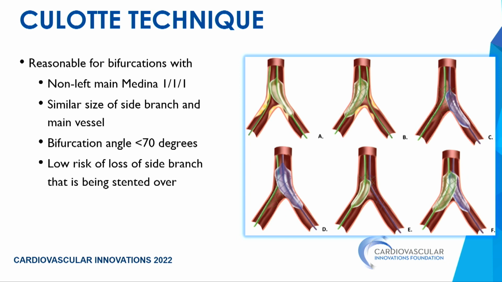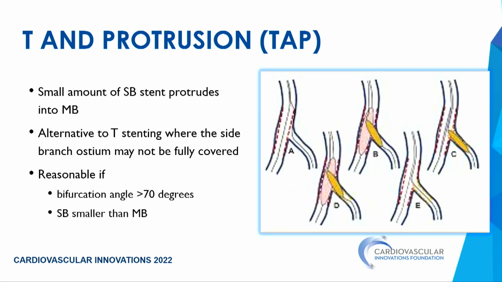And I think this is probably reasonable for left main bifurcations that are Medina 111, but it really should only be done if the side branch size is fairly similar in size to the main branch, and if the bifurcation angle is relatively tight. I also would avoid using this technique if there's a higher risk of loss of the side branch, because again, you're going to have to stent over the side branch, and if there's a high risk of loss, then you may want to look at a different technique.